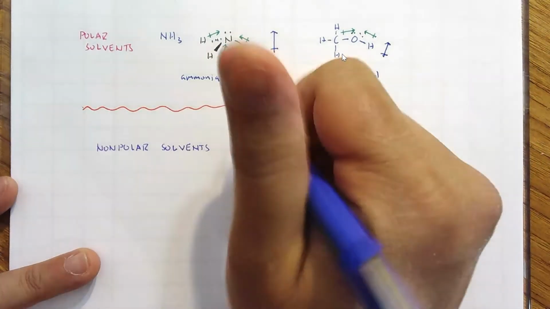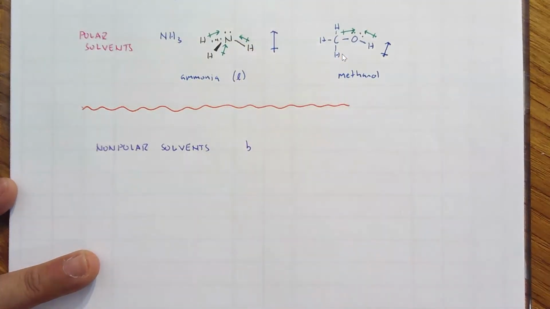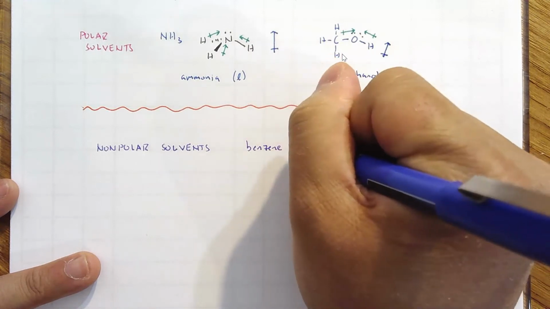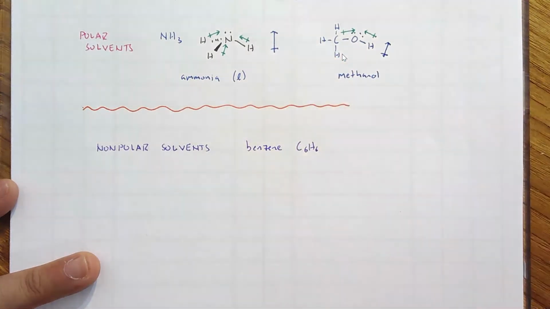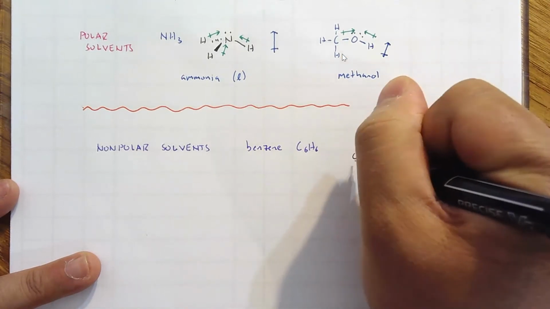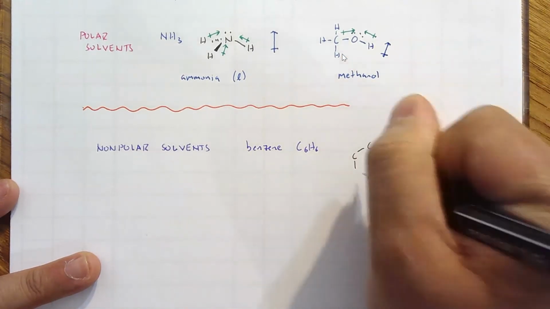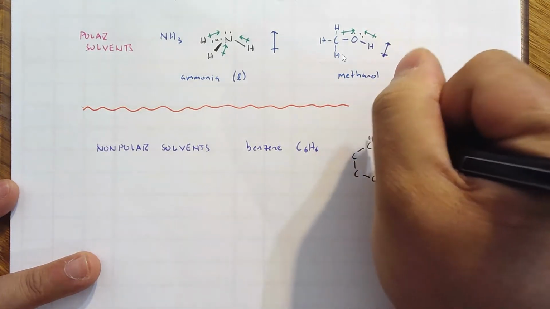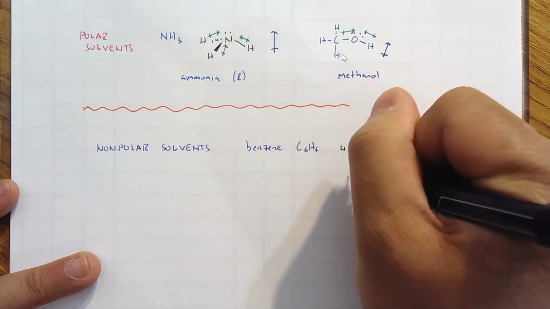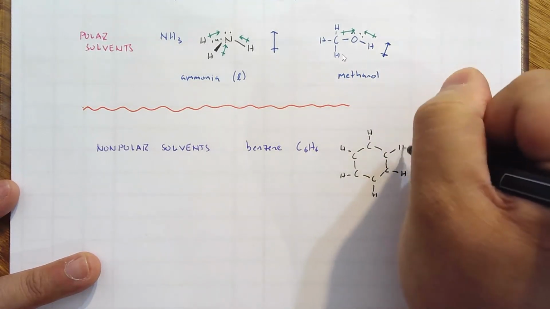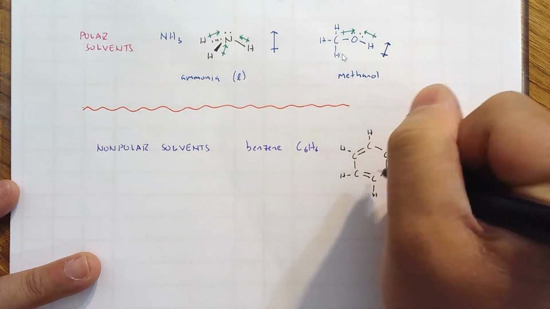Nonpolar solvents. A very popular one is benzene. Benzene has a formula of C6H6, and most textbooks don't expect you to know what it looks like, but I think that's silly. Let me show you where the 6 carbons and 6 hydrogens are. It's a flat molecule, and you have these double bonds.